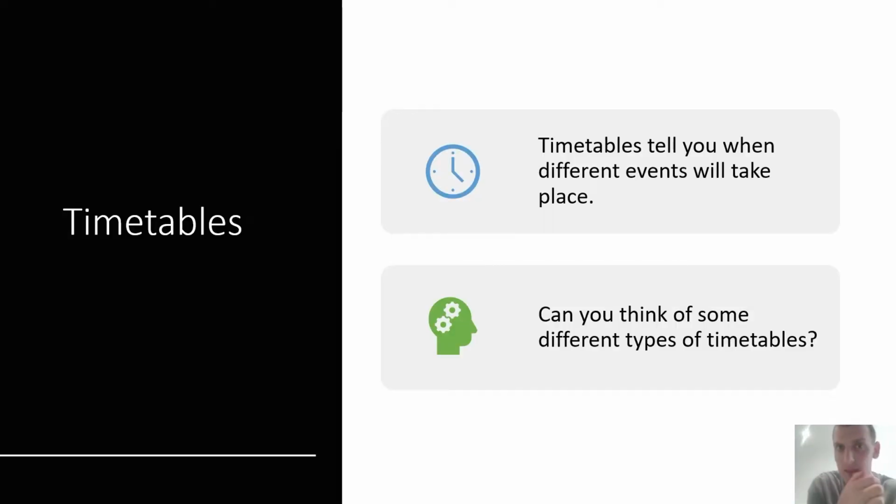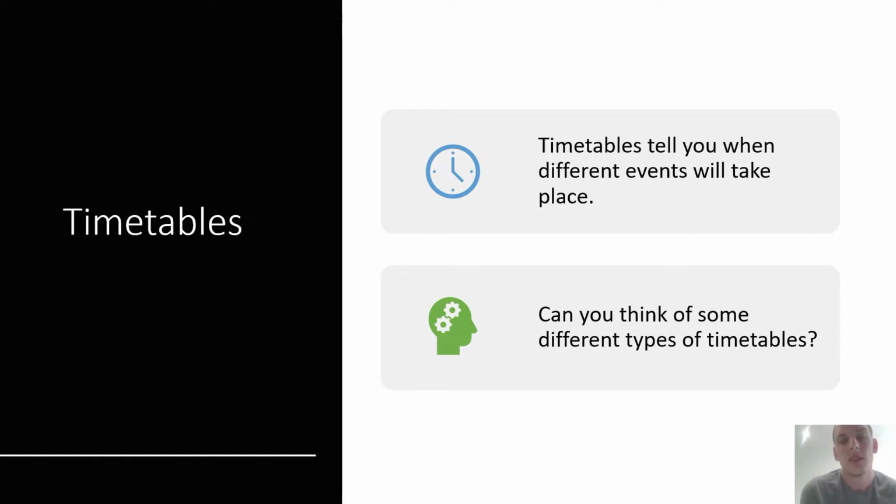Look, I've got this lovely fancy background for you. It's all about timetables today, and interpreting timetables, very important. So timetables tell you when different events will take place.